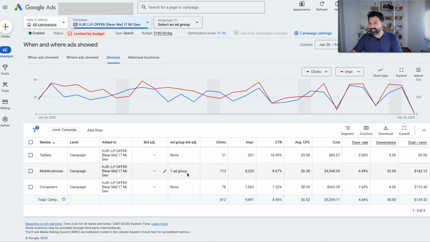We can see here that 713 clicks, so the majority of the 812, so 90% of our clicks were made on mobile phones. The lion's share of our impressions, so how many people saw our ad, was at least 8 times the nearest, which is computers. And as you can see, when we look over here into conversions, we've had a lot more conversions, 32 versus 6 on computer or desktop and 0 on tablets. So what does all this mean and how does it impact your business?